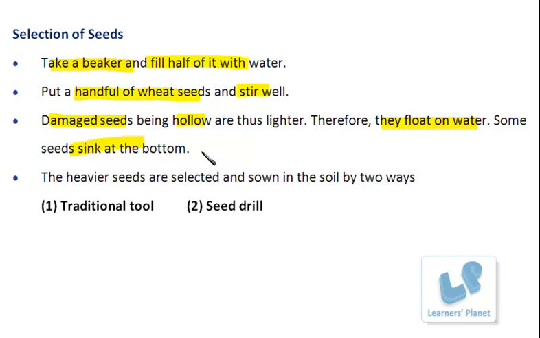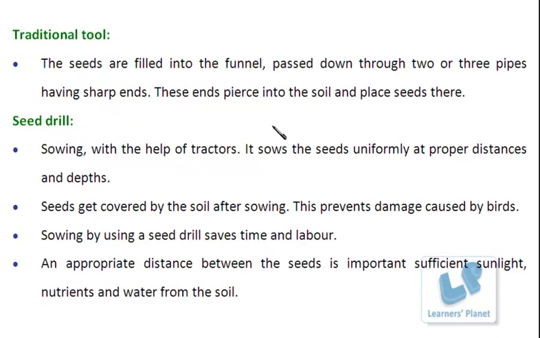Of course, this process is done on a large scale in different ways, and then the selected heavier seeds are sown properly in the soil, and this is done in two ways. One is the traditional tool, and the second is by using seed drills. So let's see what this means. In the traditional tool, there is a funnel-like tool which has two or three pipes with sharp ends, right?